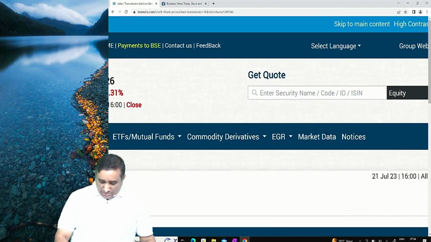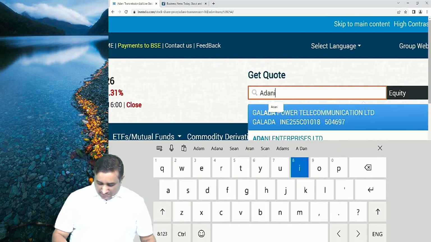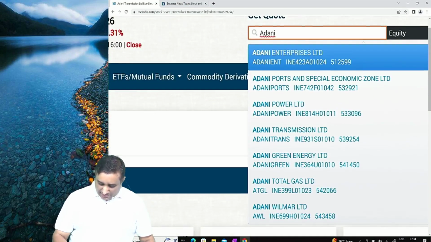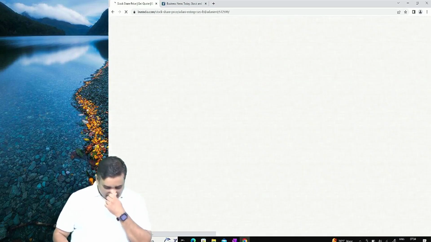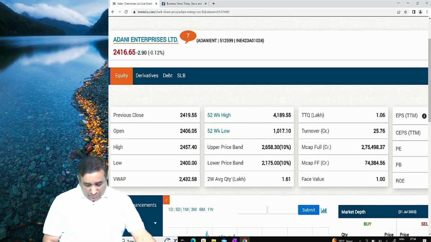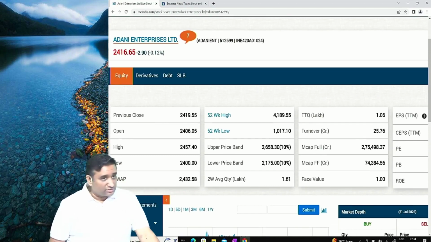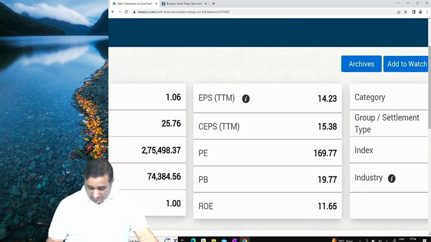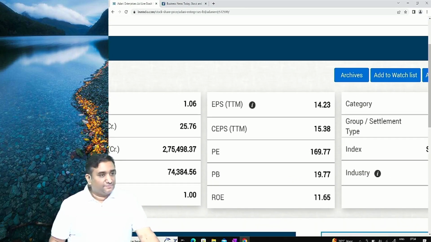If I show you some other companies, Adani has a whole lot of them. You can make an Adani index itself. There are so many companies. Let's say Adani Enterprises. Price is 2,400. The highest was again 4,000 something. And look at the P/E ratio. That means growth expectations are very, very high. And if they are not met, you can imagine what happens.